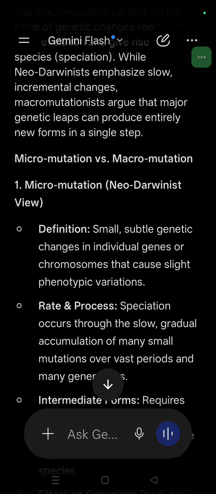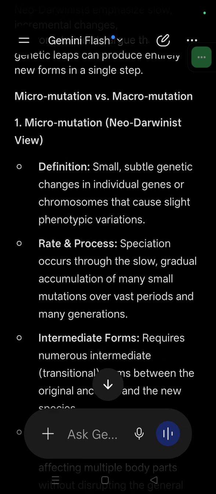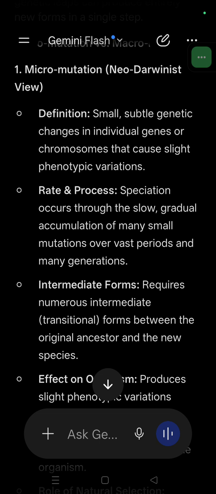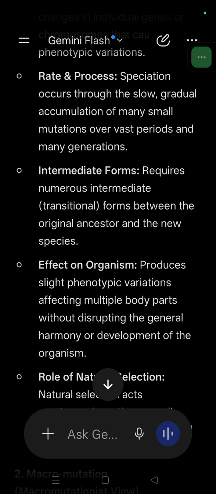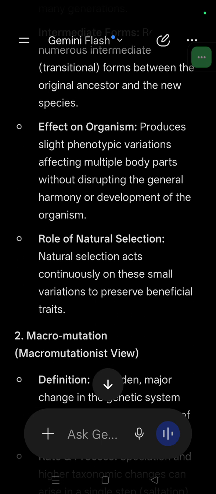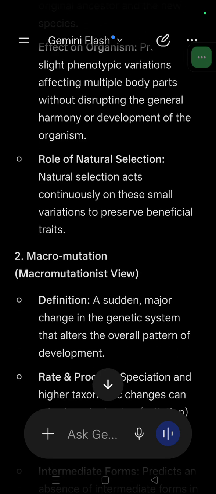Micromutation, the neo-Darwinist view: small subtle genetic changes in individual genes or chromosomes that cause slight phenotypic variation. Process of speciation: it occurs through the slow, gradual accumulation of many small mutations over vast periods and many generations. Intermediate forms: it requires numerous intermediate transitional forms between the original ancestor and the new species. Effect on organisms: it produces slight phenotypic variation affecting multiple body parts without disrupting the general harmony or development of the organism. Role of natural selection: natural selection acts continuously on these small variations to preserve beneficial traits.